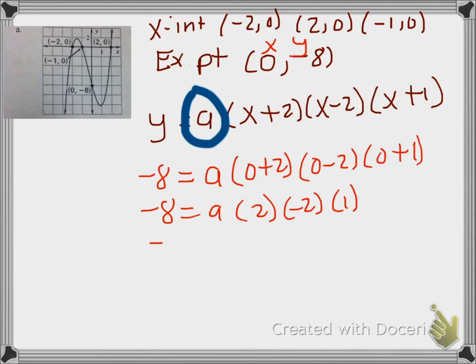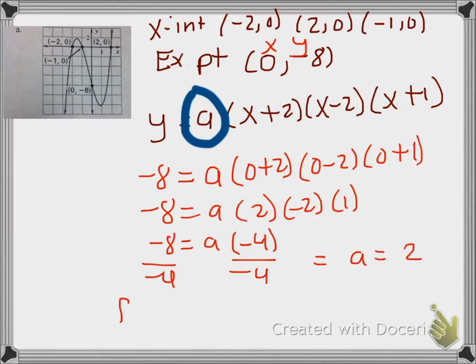Now, what is 2 times a -2 times 1? Because everything next to each other means multiplication. That there would be a -4. Now, if a is there, whether it's in front or in the back, they're being multiplied. How do I solve for a here? Well, I need to get rid of that -4, which means that I would have to divide both sides by -4. -8 divided by -4 gives me a +2.